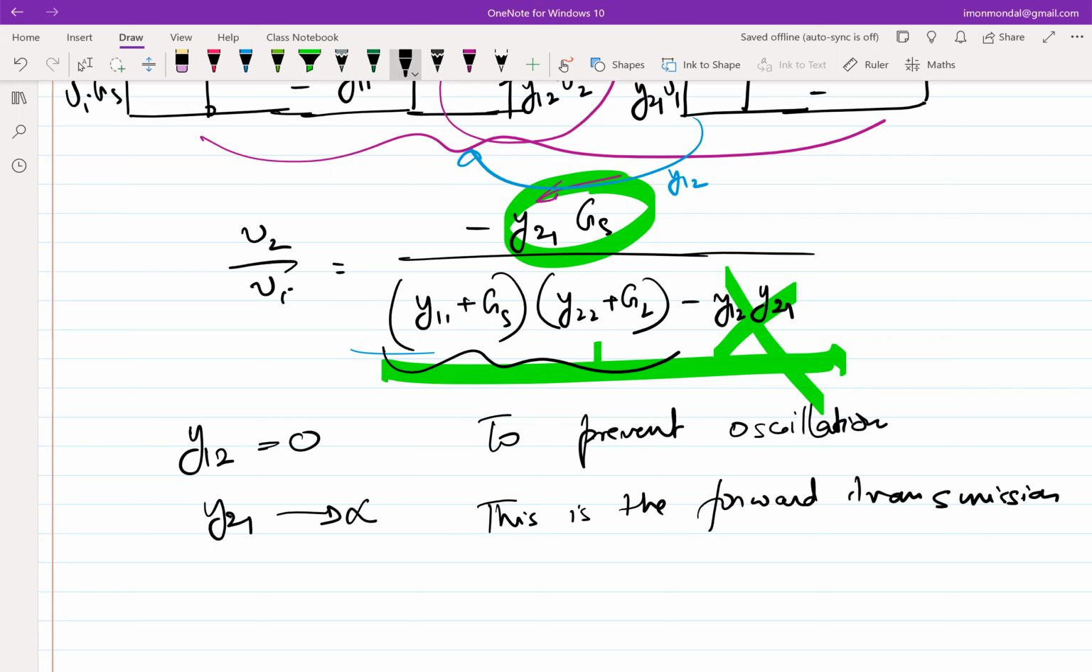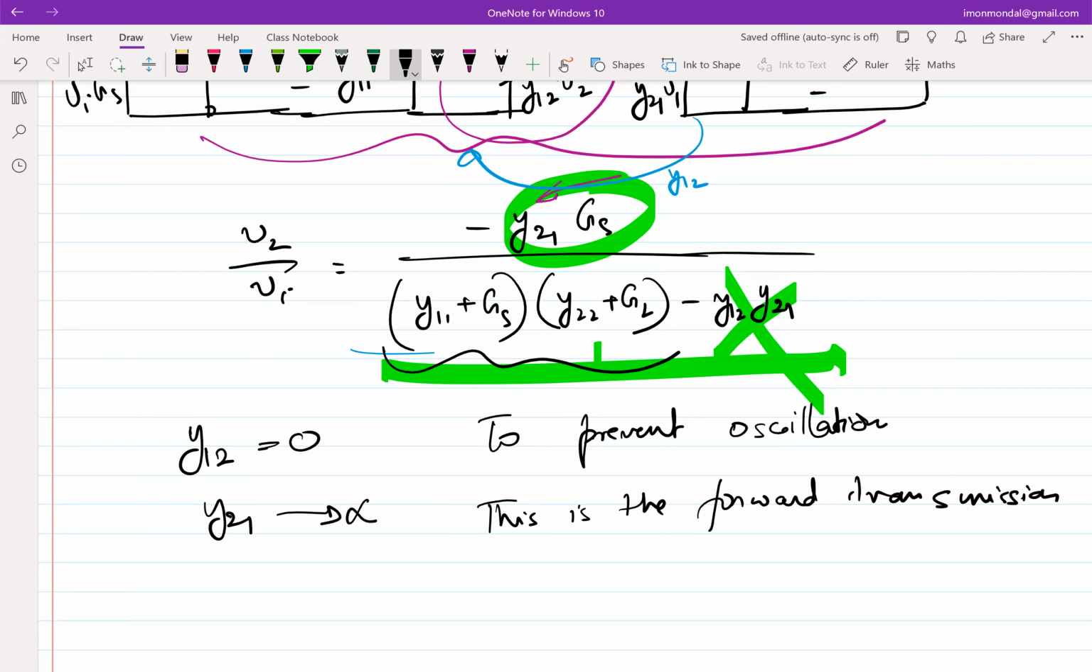If y12 is exactly 0 and y21 is tending to infinity, then the negative term is still 0. That will not go to infinity, right? If y12 is absolutely 0, not tending to 0, and y21 is tending to infinity, then the product y12 times y21 is always 0. That's not a problem because it's tending to infinity, not exactly infinity.